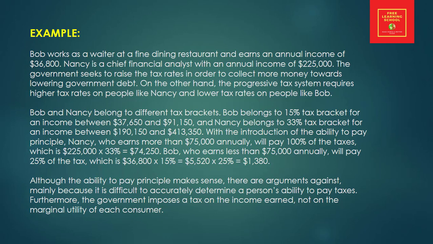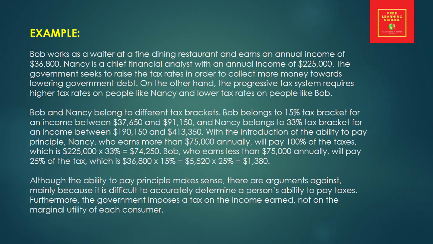Bob earns less than 75,000 annually, so he will pay 25% of the tax amount. Bob was under the 15% tax bracket. If we calculate that, the amount becomes 5,520. But the government declared the cap is 75,000. So Bob's income was $36,800, which is lower than 75,000. So he will pay 25% of the tax amount, which is 1,380.